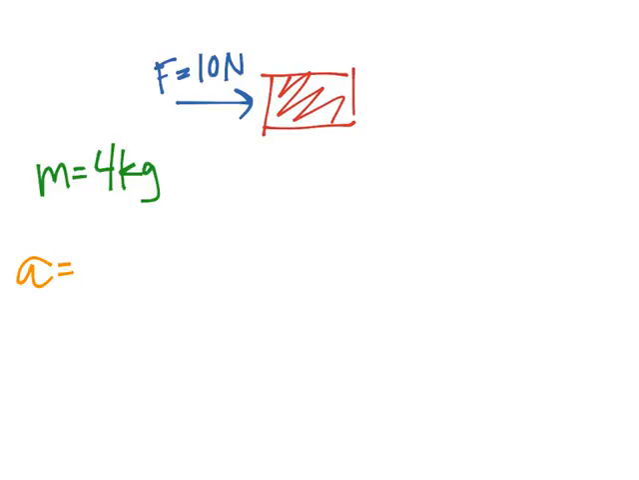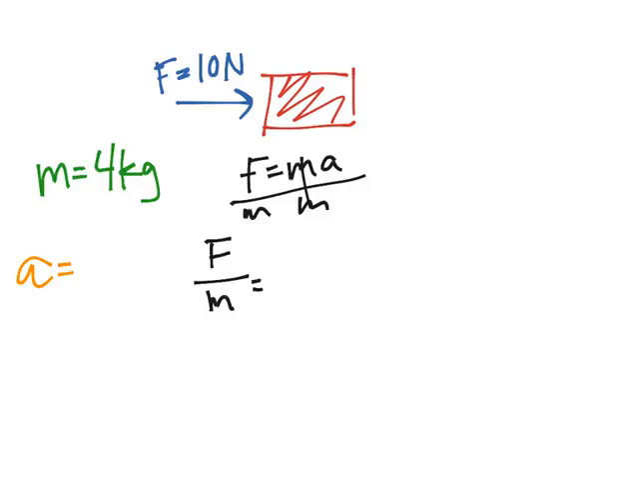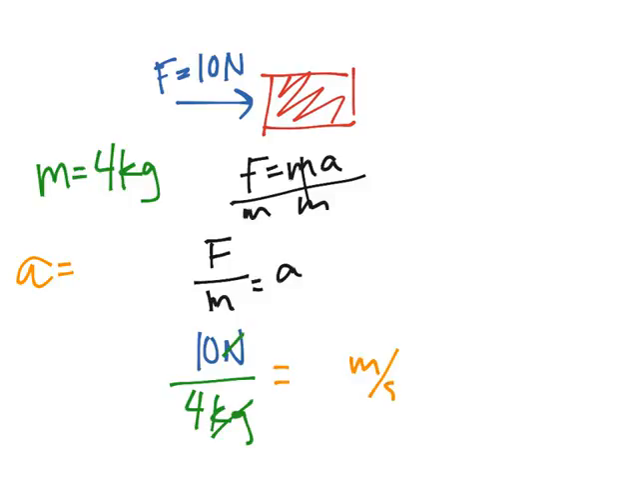Alright, so again, you have your formula, F equals ma. You must divide by m on both sides to get a alone. Then you need to plug in your numbers. Force is 10 newtons over 4 kilograms. Your kilograms cancel out with the kilograms in your newtons, so you end up in meters per second squared. And then 10 divided by 4 gives you 2.5.